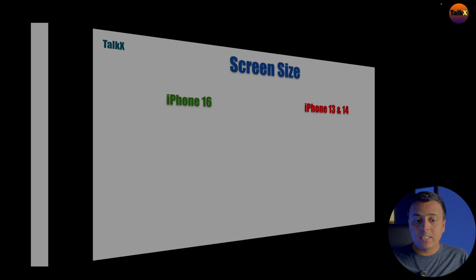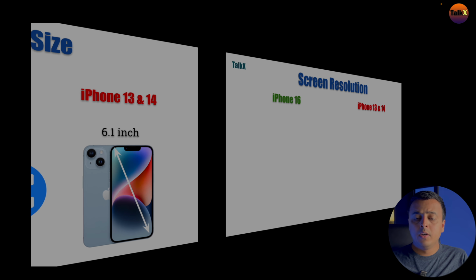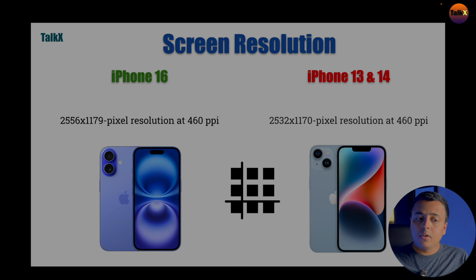So we're talking about the screen size. iPhone 16, iPhone 13 and 14 are all 6.1 inch in terms of the screen size. So there is no difference in screen size. Now, screen resolution. iPhone 16 got a resolution of 2556 times 1179 pixels and 460 pixels per inch. That's the resolution of 16. iPhone 13 and 14 have a resolution that is a tiny bit less at 2532 by 1170 and 460 ppi. So in terms of resolution, there is not much difference. All three seem to be in the same category.